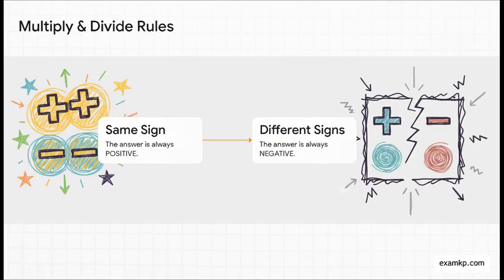You know, multiplication and division are actually even easier. The rule is super simple. If the signs are the same, so 2 positives or 2 negatives, your answer will always be positive. If the signs are different, one of each, your answer will always be negative. That's really all there is to it. Let's see how this works in actual exam questions.